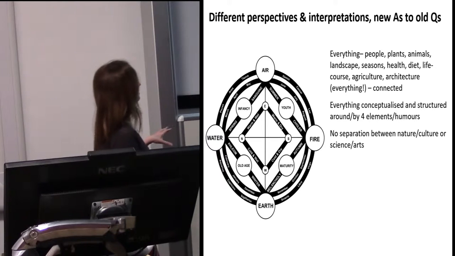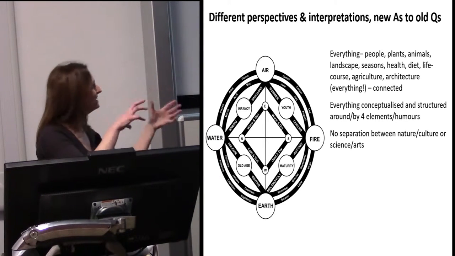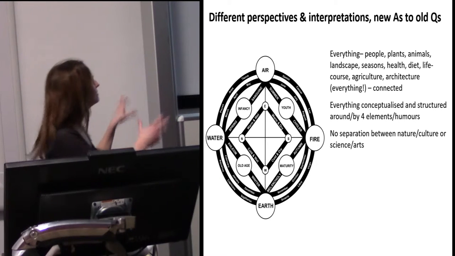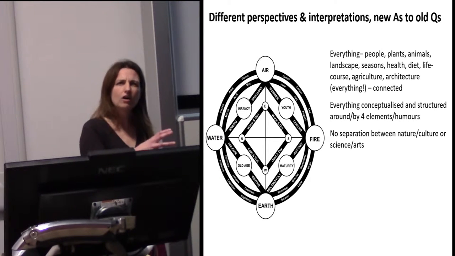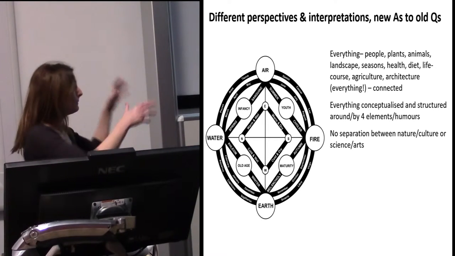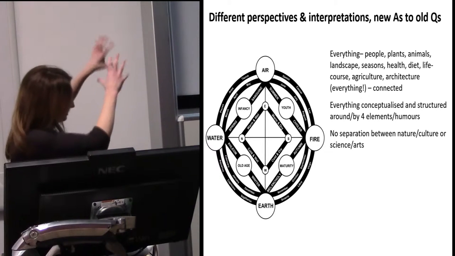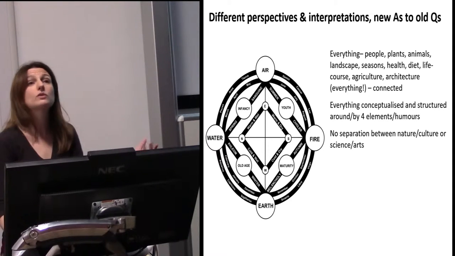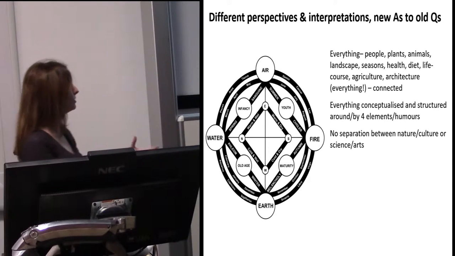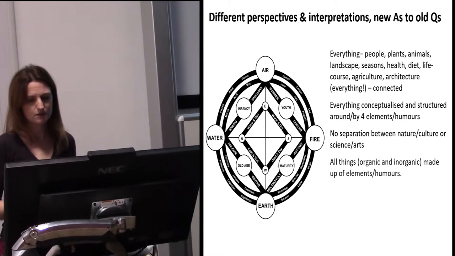What I like about this is that this model sees no real separation between nature and culture. And in fact, within this there's not so much of a separation between arts and sciences either. If you think about Aristotle, he was dealing with philosophy, but he was also a scientist. This takes a similar account, because one of the big challenges that we have within archaeology at the moment is all of this separation, especially between sciences and arts.